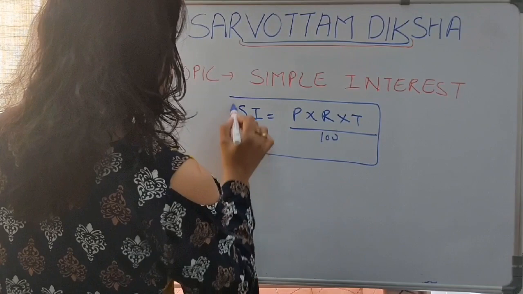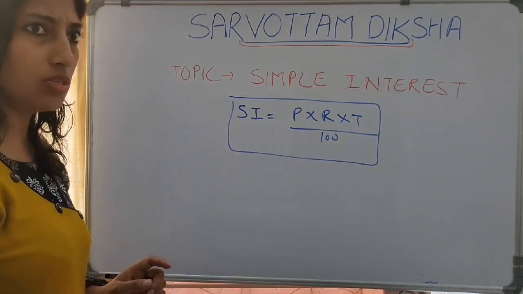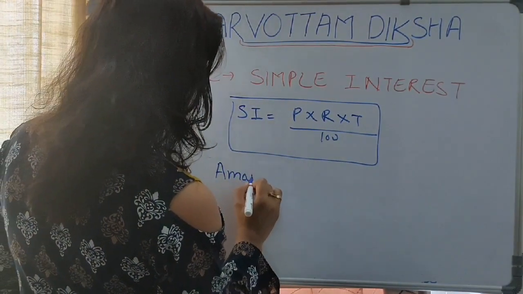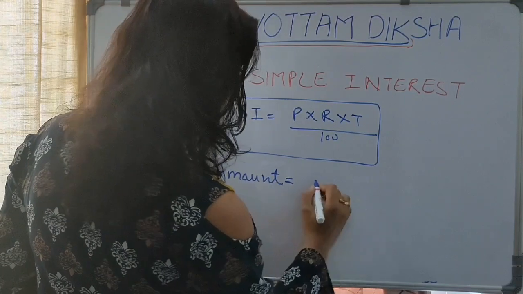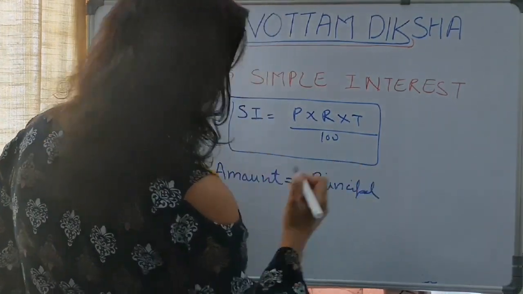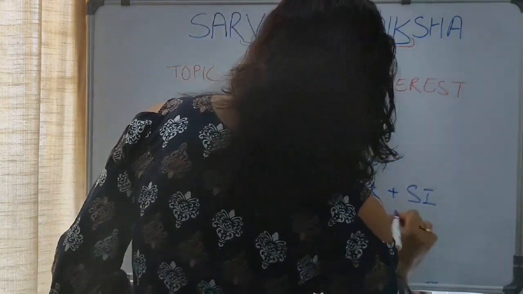And how much amount will you actually pay to the bank? Only this interest? No, you won't just return the interest, you have to return the original amount too. So actually the amount which you will return to the bank is principal, the actual money you borrowed, plus simple interest. I hope it is clear.